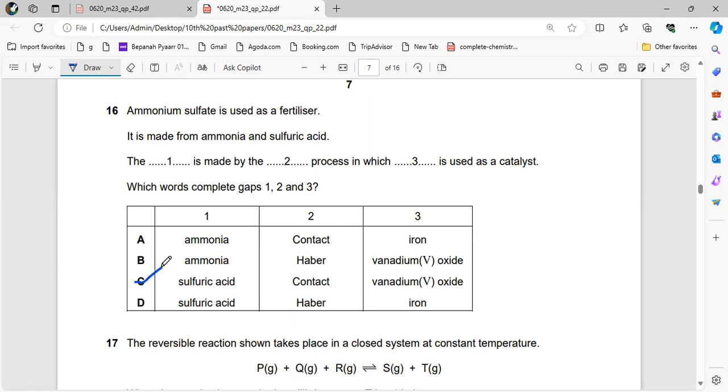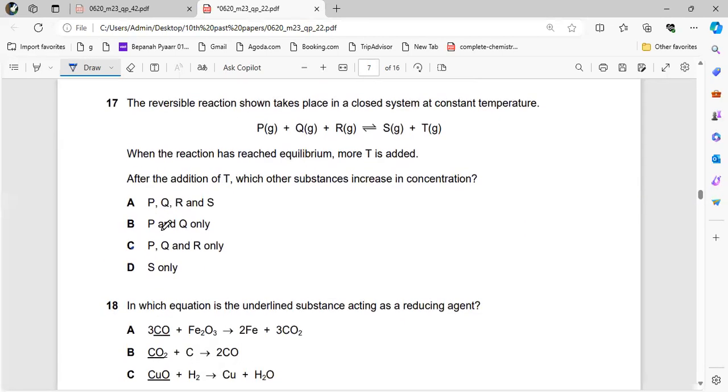So that is correct. The reversible reaction shown takes place in a closed system at constant temperature. P plus Q plus R reversibly gives S plus T. When the reaction has reached equilibrium, more T is added. After the addition of T, which other substances increase in concentration?